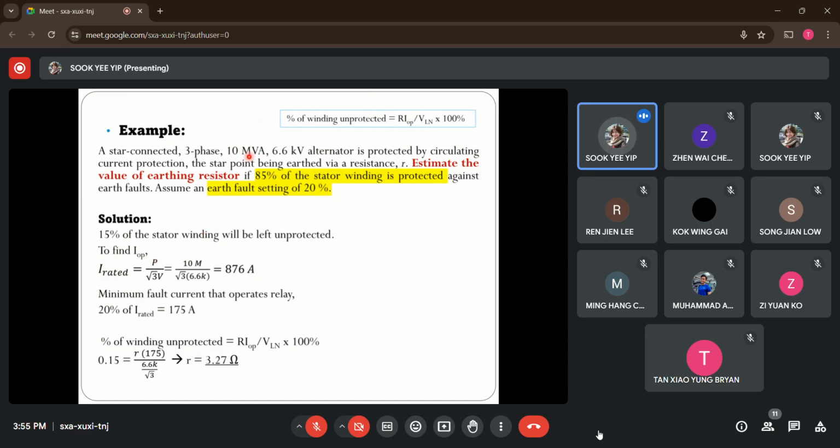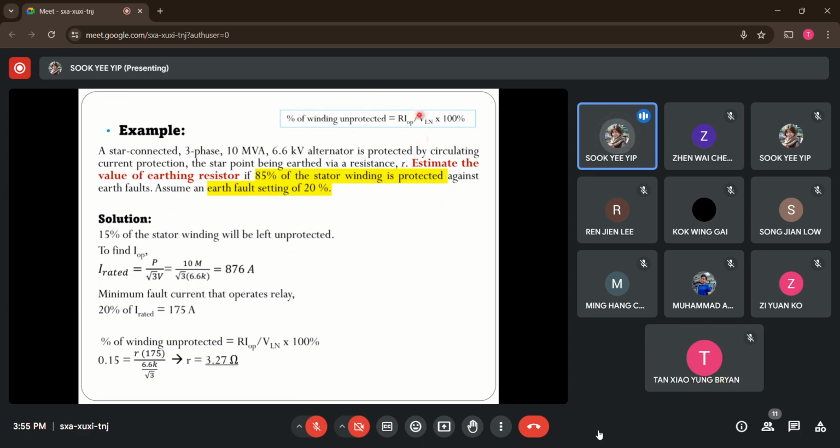So the power given here is 10 megavolt-amperes. The voltage is operating at 6.6 kilovolts. This is the line voltage. So I will have the rated current at 876. So now you are ready to find what is the operating current by multiplying the rated current by 0.2, because 20% of rated current is the pickup current. So it is 175 amps. So this is the current considered as the fault situation.